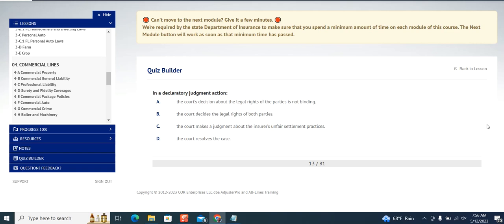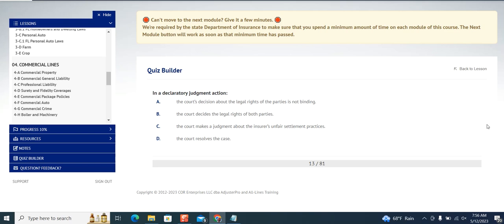The court makes a judgment about the insurer's unfair settlement practices. The court's decision about the legal rights of the parties is not binding. The courts decide the legal rights of both parties. Oh God, my head hurts. It ain't D. The court's decisions about the legal rights of the parties is not binding.